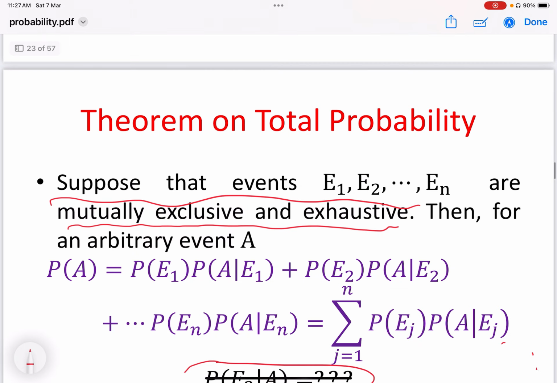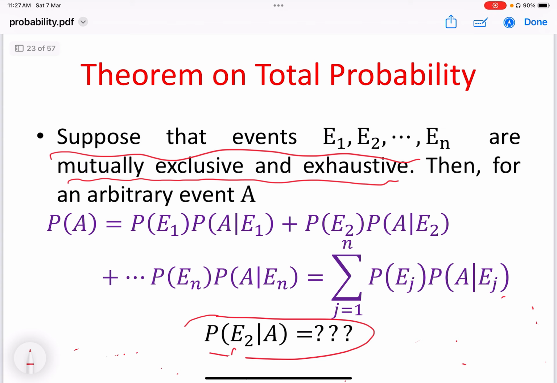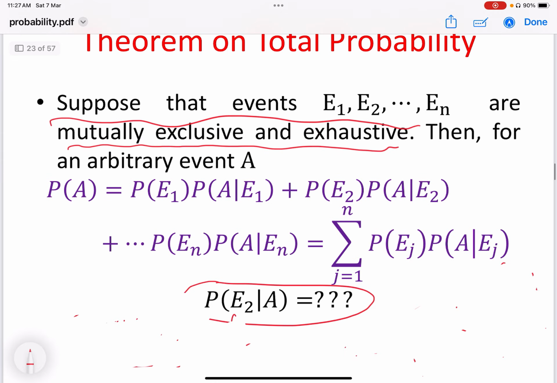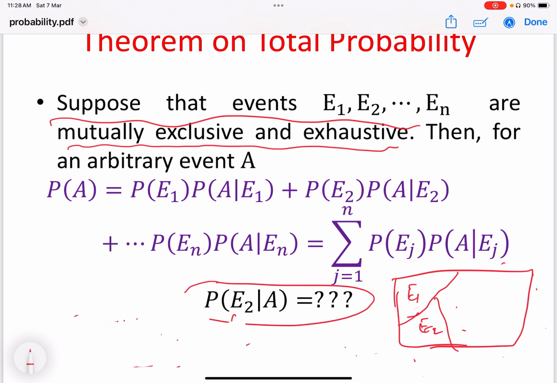Now, there is one theorem on total probability. It says like this. Suppose that events E1, E2, En are mutually exclusive and exhaustive. So suppose you have some events, say E1, E2, E3, and so on. Then for any arbitrary event A, suppose we have event A here, and if you would like to find out the probability of event A, then it is like this.